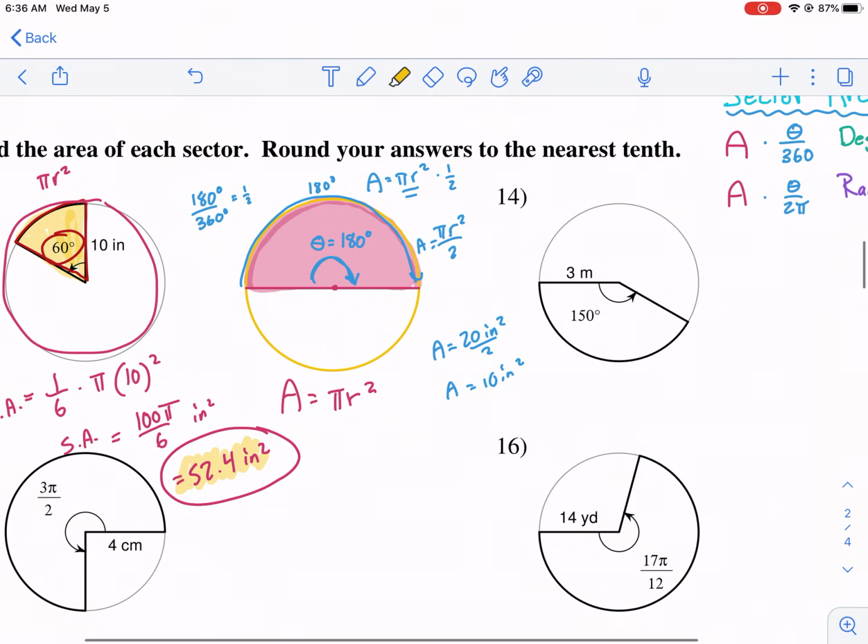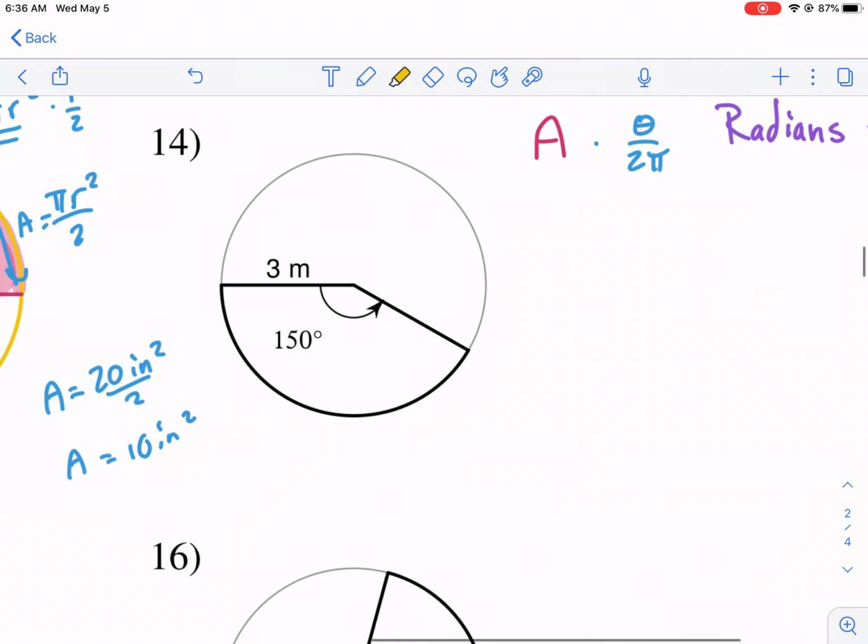Okay, let's go on to another example. Moving right along to number 14. Number 14, same deal. We're only looking for a portion of this circle, not the full thing.